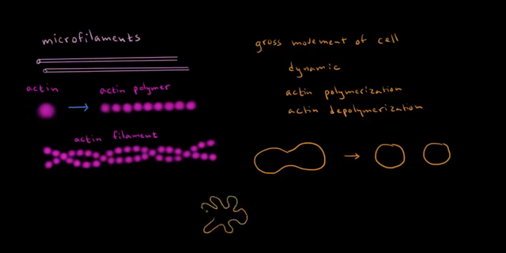Another example of where microfilaments help with the movement of a cell is in an amoeba. Let's say here's our amoeba cell, and we're going to see that it's trying to capture this piece of food right over here. In order for it to do that, it has to extend its pseudopods in that direction and move around that food molecule. And what helps those pseudopods move? The microfilaments.